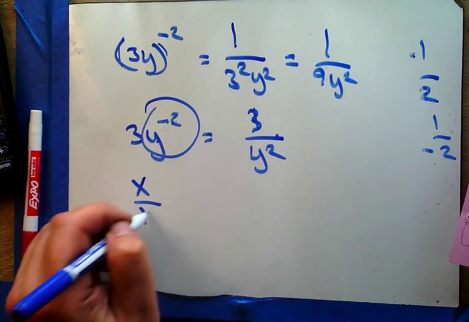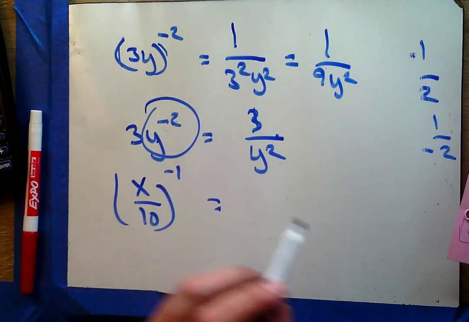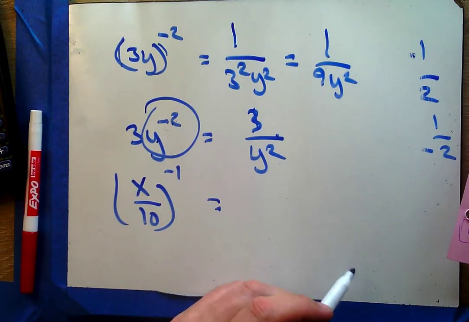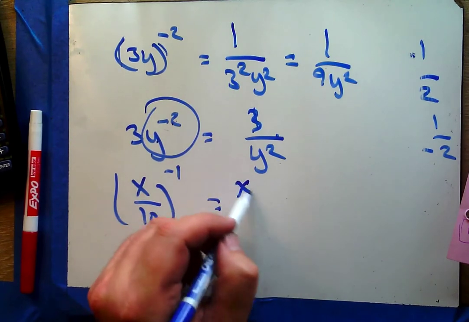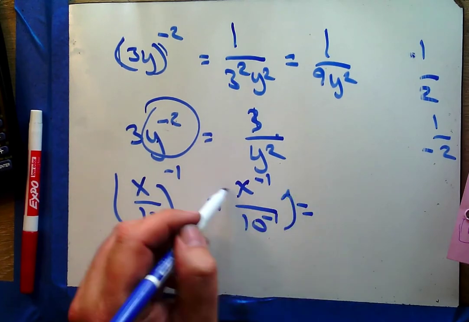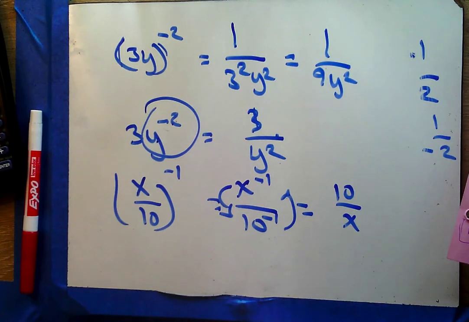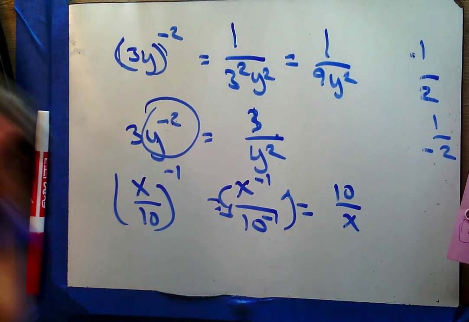So how about x over 10 to the negative 1? 5, 4, 3, 2, 1. So that's x to the negative 1 over 10 to the negative 1, and then I switch each of them: 10 over x. Okay, so that's round 1. I've got 5 rounds here. So let's see about round 2.